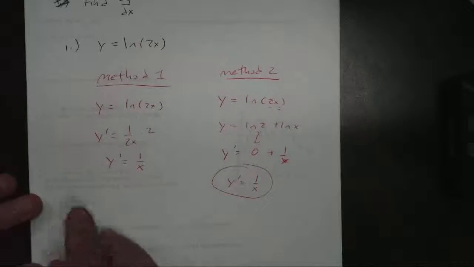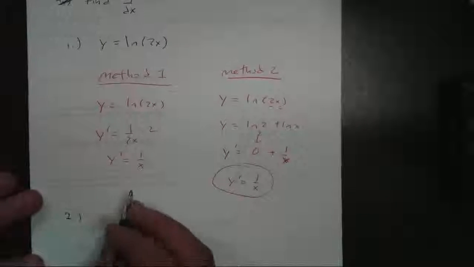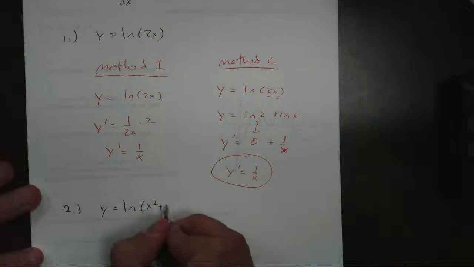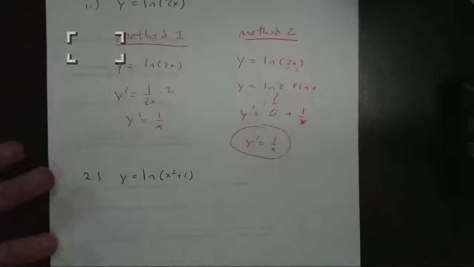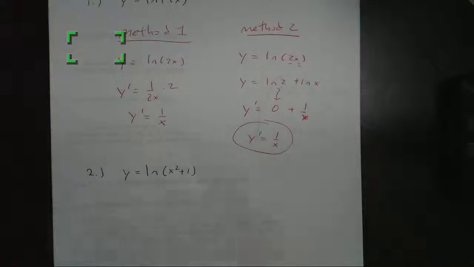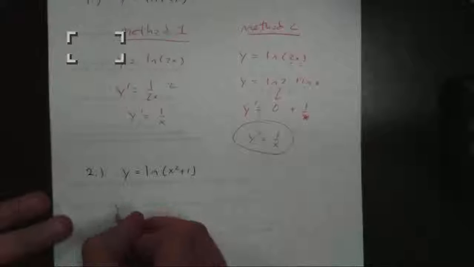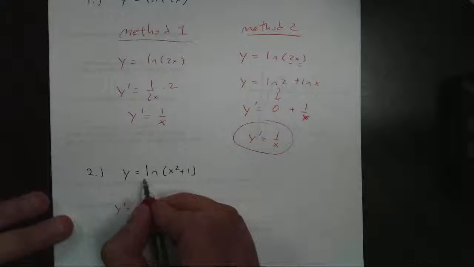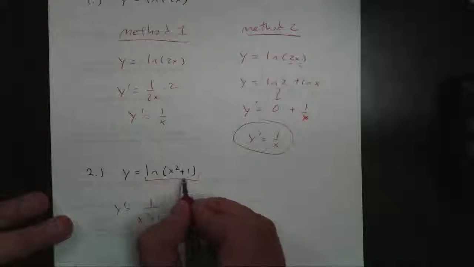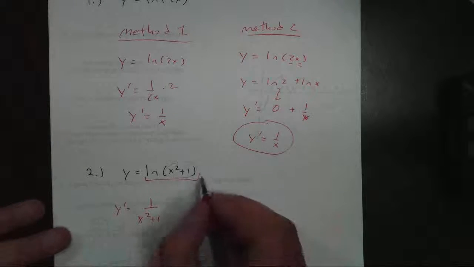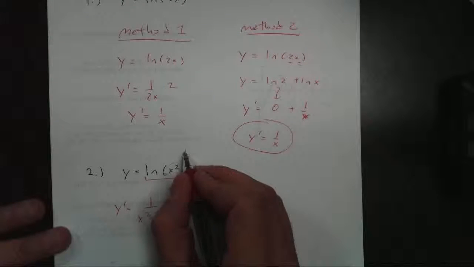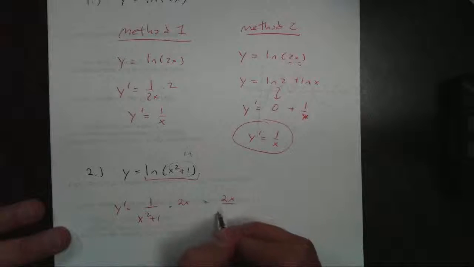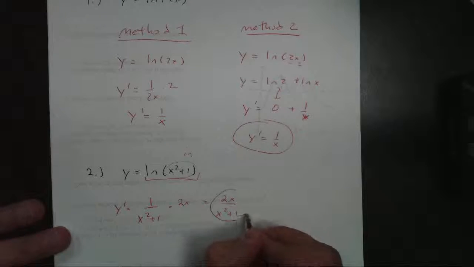So let's try another example here. What if I gave you kind of an easy one? y equals the natural log of x squared plus 1. Now I cannot expand this one, so I'm just going to go ahead and straight up take the derivative. y prime equals 1 over x squared plus 1. See, my rule says it's 1 over the inside. But now I have to take the derivative of the inside. That's my chain rule. And I multiply that by 2x. And I get 2x over x squared plus 1. And there's my derivative right there.